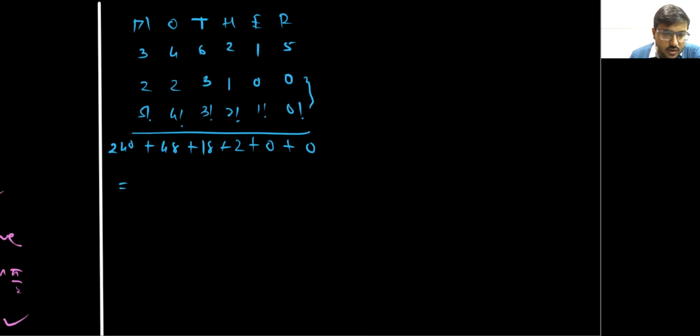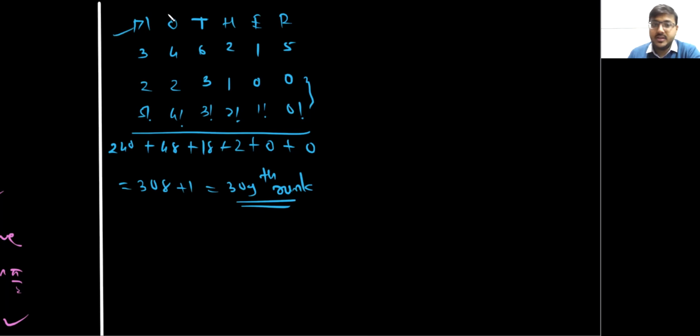And now let's do the addition of all. So the sum will be 308. Plus 1, that is the 309th rank of MOTHER when we talk about all the words which can be made from the alphabets of MOTHER, right? So MOTHER will be at the 309th rank.